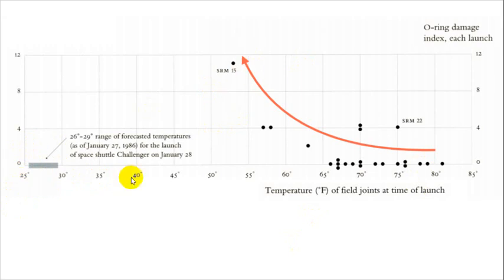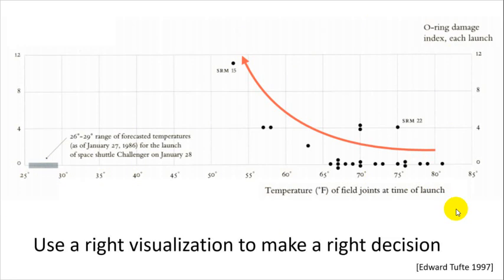So given this information in hindsight and what we know about O-ring damage and O-ring susceptibility to cold now, this makes perfect sense. But it just goes to show that data visualization can be very important, right? Okay. Use the right visualizations to make good decisions.